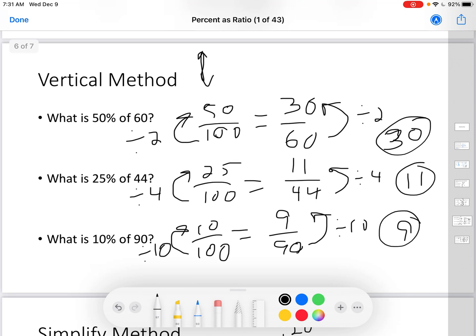Vertical method. To get from 100 to 50, divide by 2. 60 divided by 2 is 30. To get from 100 to 25, divide by 4. 44 divided by 4 is 11. 100 divided by 10 is 10. 90 divided by 10 is 9.